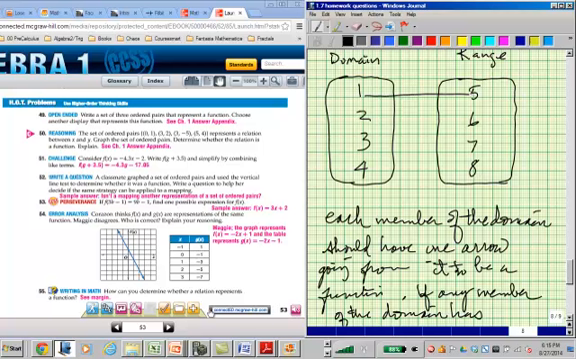This is okay. This is a function. This would be graphed as a flat line. All right, flat lines are functions. They're fine. Vertical lines are not.